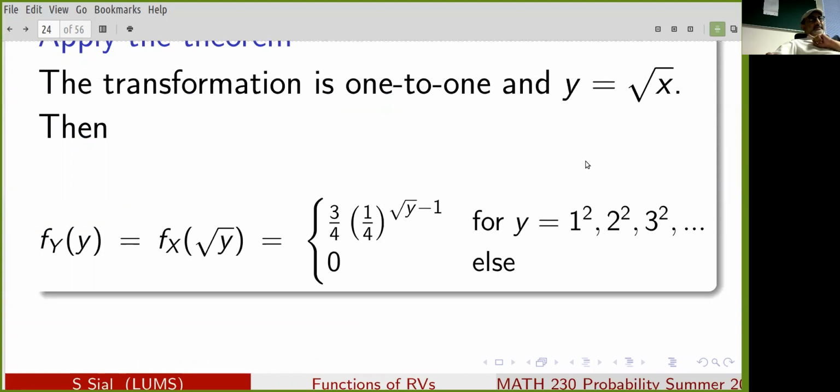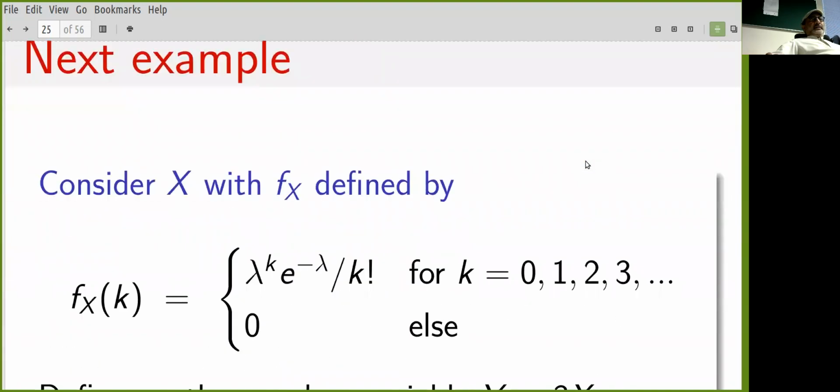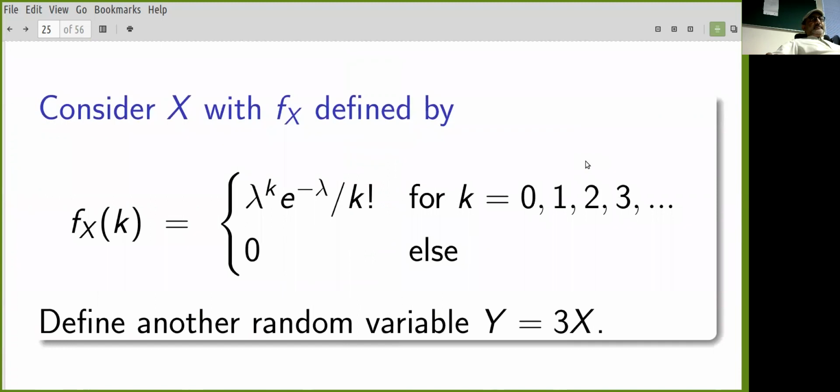So in the 1-to-1 case for discrete random variables, it's fairly easy. Okay, let's try another one. Consider x with f sub x defined by f sub x of k is equal to lambda to the k e to the minus lambda over k factorial, and k is equal to 0, 1, 2, 3, and so on, and 0 otherwise. Define a random variable y equals 3x. Is multiplying by 3 1-to-1? Well, yes, it is, right? If 3a is equal to 3b, then that implies that a is equal to b.